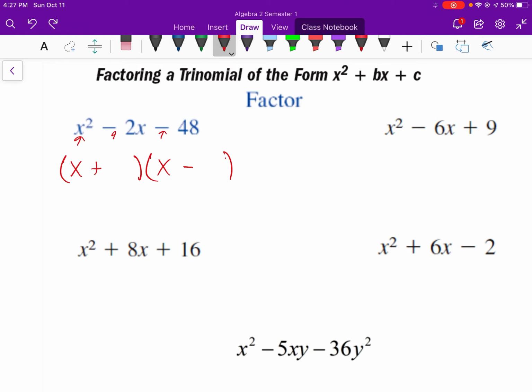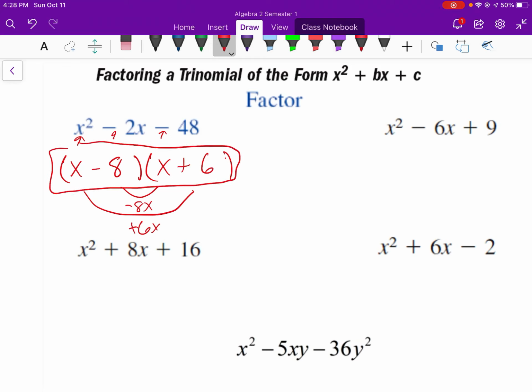Now I'm thinking, how can I multiply and get 48? First one that comes to my mind is 8 and 6. Because then I think 8 and 6, if I take the difference of those, that's going to give me that 2. It's just a matter of which one needs to be positive and which one needs to be negative. So let's just go ahead and try 8, 6. Do your outside, inside. That's going to give me negative 6x, positive 8x. Combining those will give me the positive 2x. So that tells me I need to flip-flop my signs.